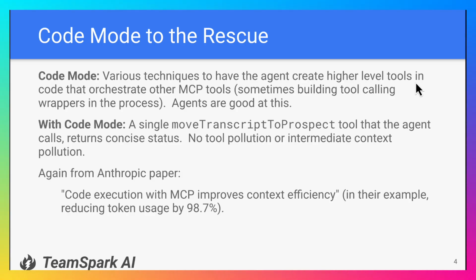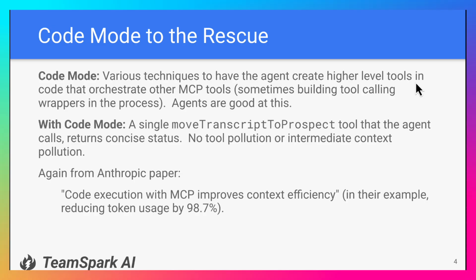And agents are pretty good at this. So you can tell an agent, hey, go make me an MCP server, have it call these other MCP servers, have it do this. And they can go write you some TypeScript or JavaScript code to do that. And so with code mode, in that same example, they just have the agent build a new tool called move transcript to prospect, and that tool does exactly what the agent would have done before. It calls the Google Docs MCP server, gets the output, calls the Salesforce MCP server, tacks it on there, and it returns a nice, concise result.